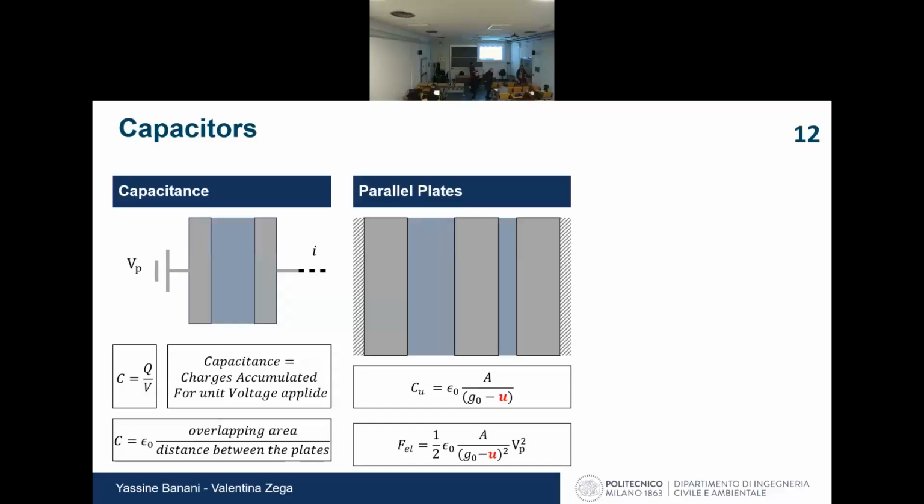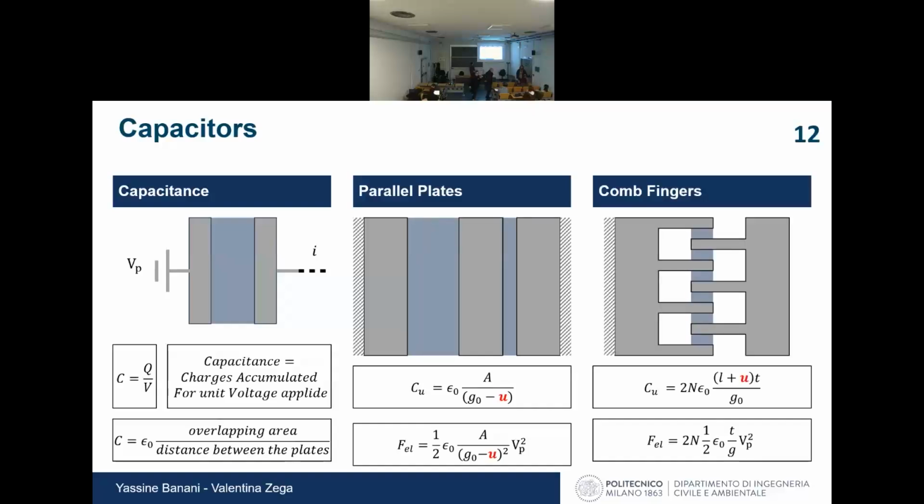So we can use this configuration to impose a motion, so to move something, or if this thing is moving for other reasons, for example, if it's attached to something that is vibrating, we can measure the capacitance at these plates because they depend on the distance between the plates. So the capacitance is the area divided by the distance, but the distance changes with the displacement. So if we measure the capacitance, we can compute the displacement. But this is a nonlinear relationship, and we don't like it. We will prefer to have a linear relationship.